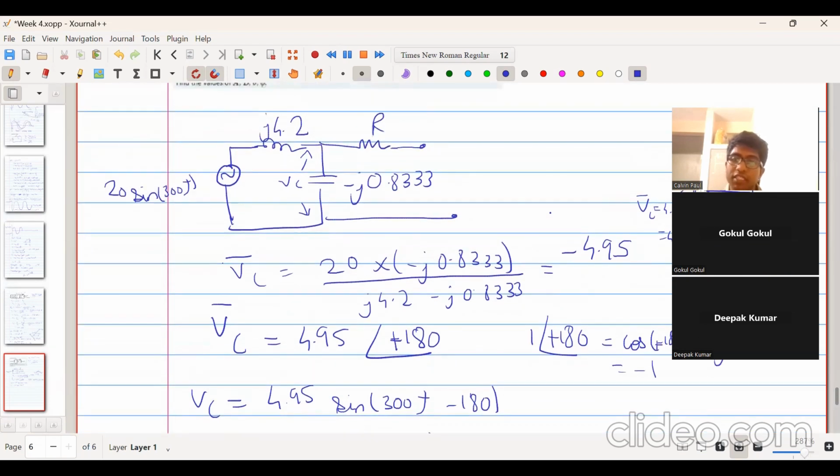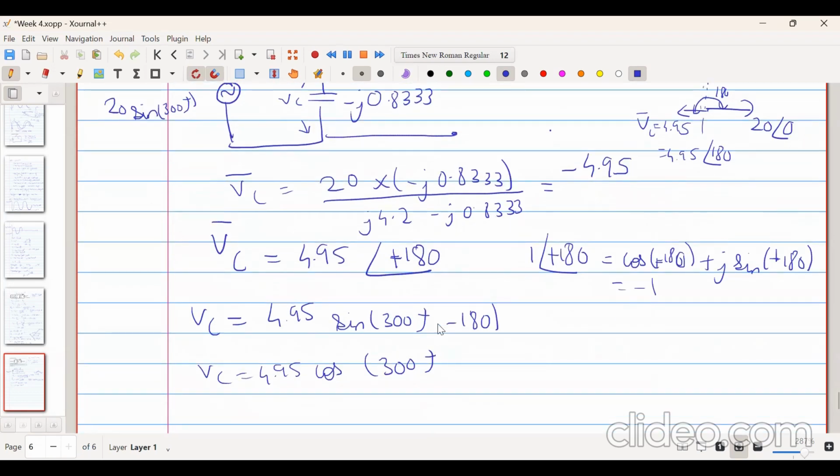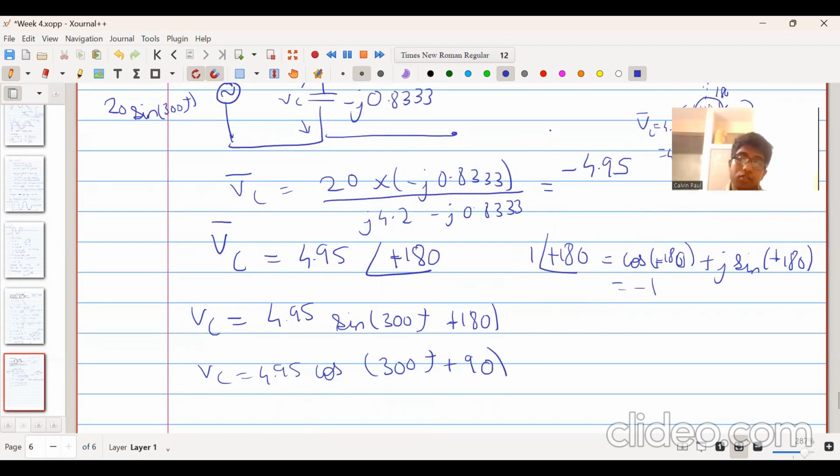Plus 180 means you're going from here to here in this direction. Minus 180 means you're going in this direction, but effectively it is the same position. So we write it in terms of plus 180. So this will be 4.95 sine 300t plus 180, and then it will be written as 4.95 cos 300t plus 90. Any doubts in this?